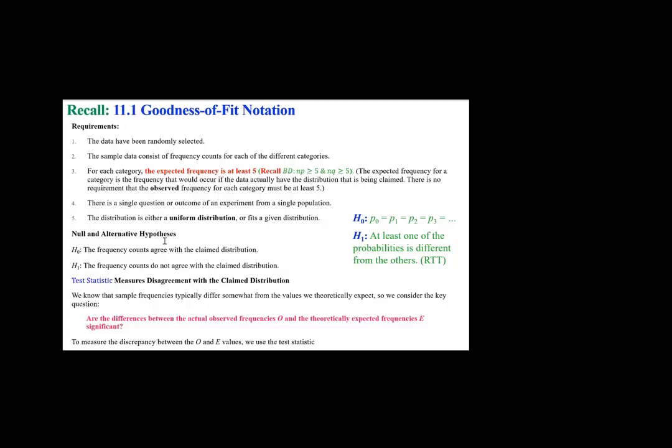So those are the requirements, and the bottom line is the goodness of fit deals with proportions. But if you recall, when we dealt with the binomial distributions, there were 2 outcomes. What if we have more outcomes now?